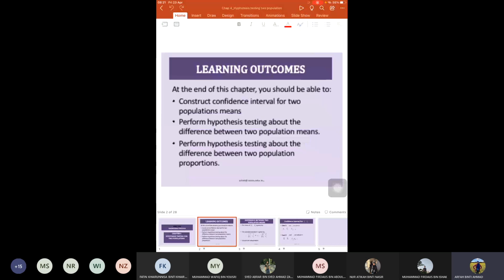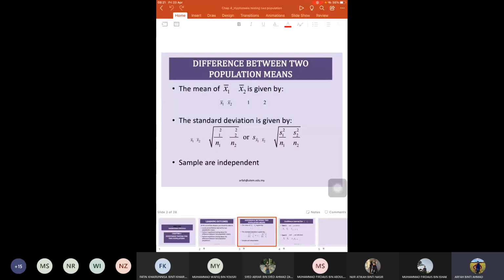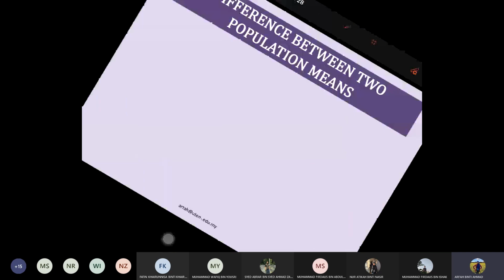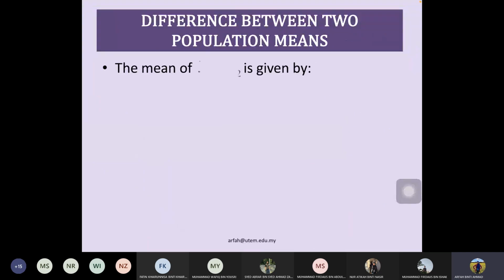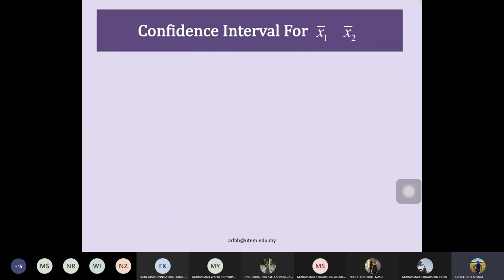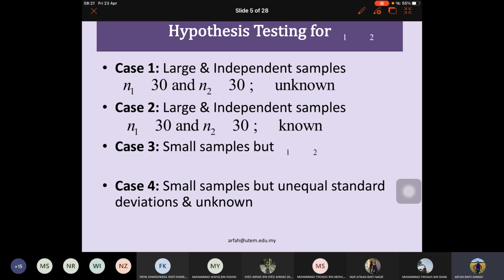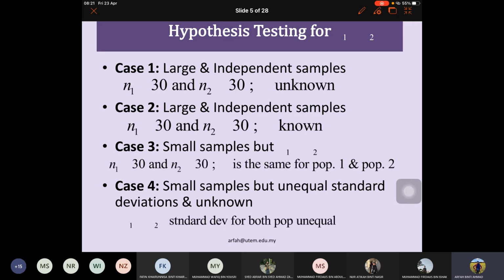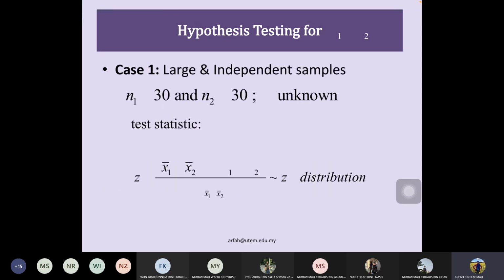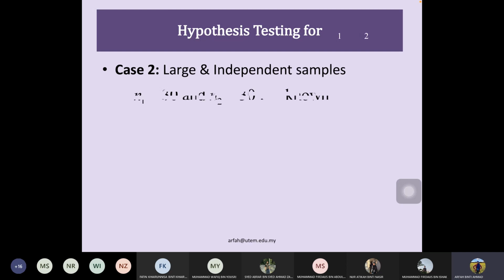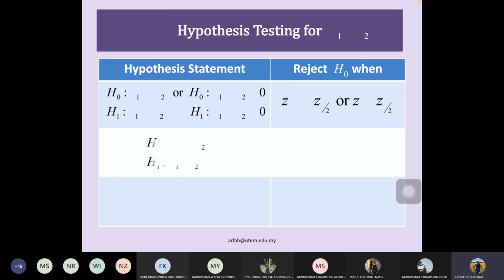So kita dah go through the theory on this hypothesis testing for two population. So we have taken a look into the difference between two population mean and how you are going to find the confidence interval for case 1 and case 2, where case 1 and case 2 will follow a standard normal distribution. And then we have taken a look into case 3 and case 4, yang mana case 3 dan juga case 4 will follow the T distribution.